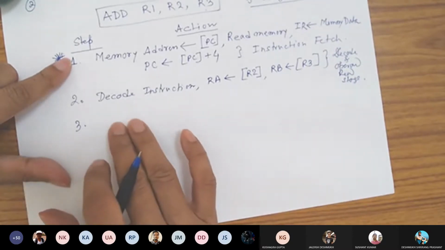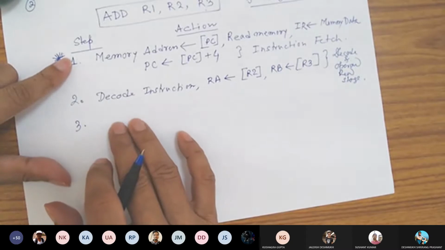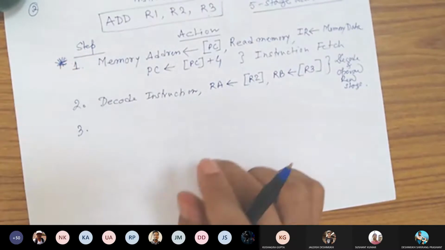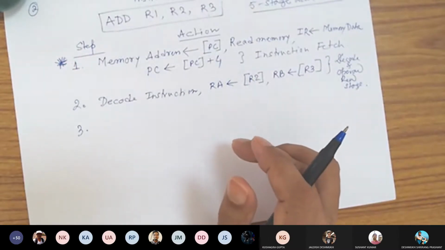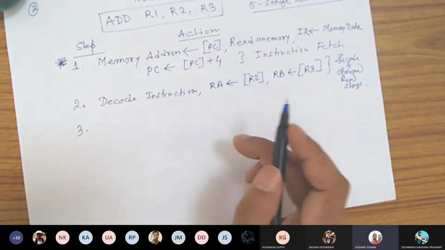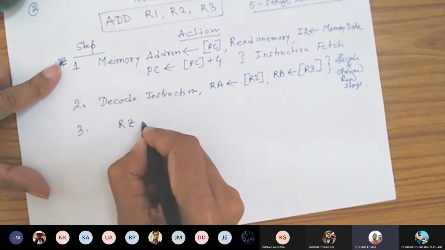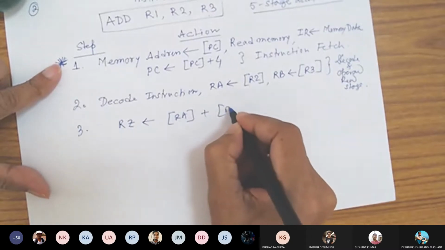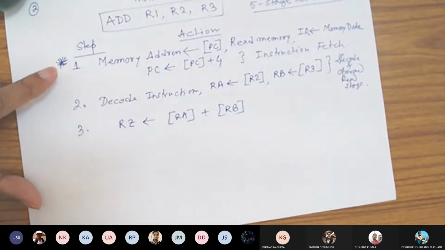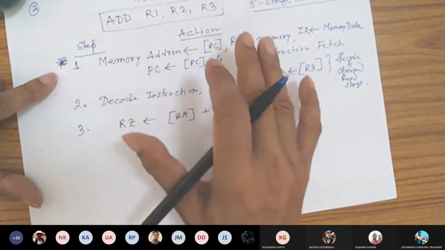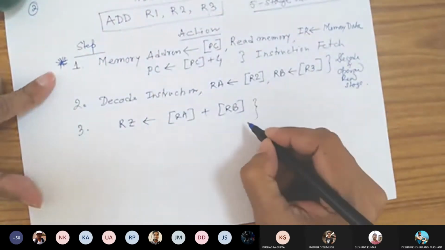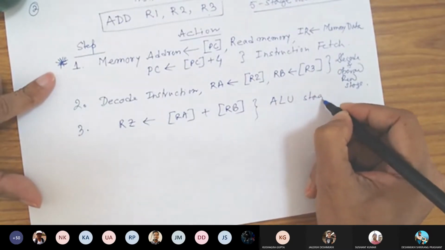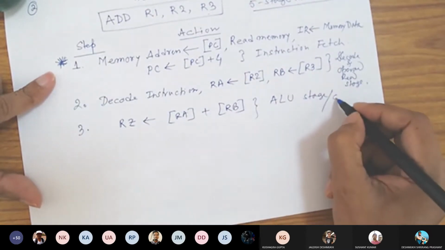Third is the arithmetic logic stage. With respect to this, what will happen? Remember again the 5-stage pipeline? RA plus RB will go to RZ. So RZ equals RA plus RB. That's very simple. In this particular instruction, it is simple. So this is my ALU stage, or you can say execute stage.